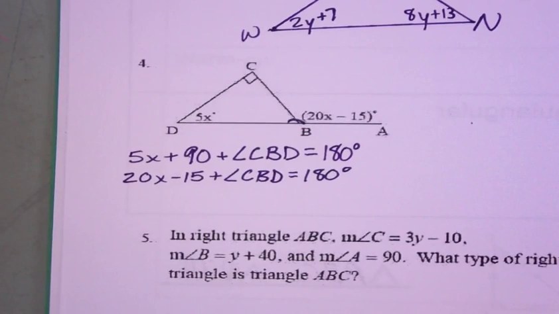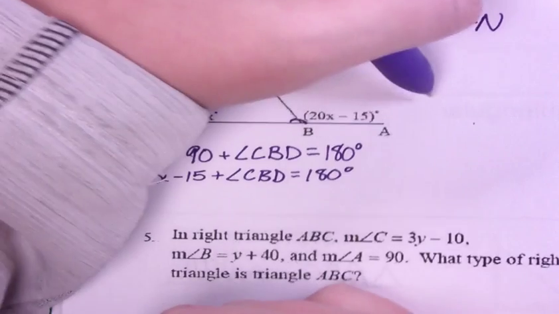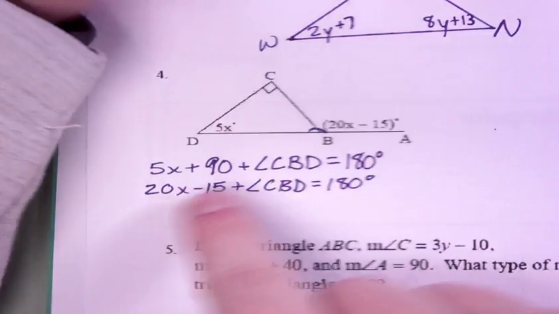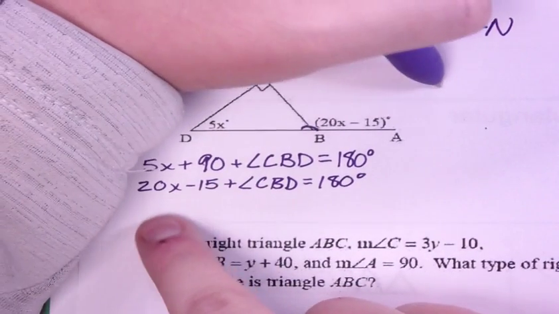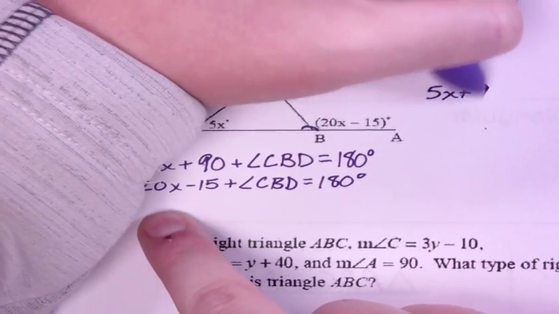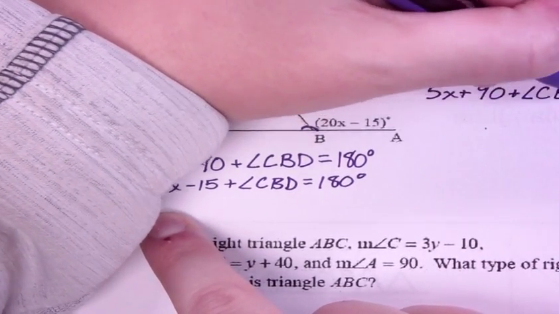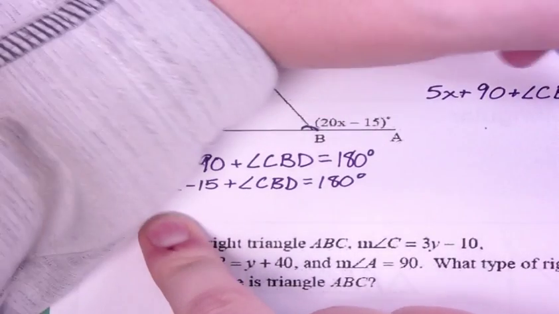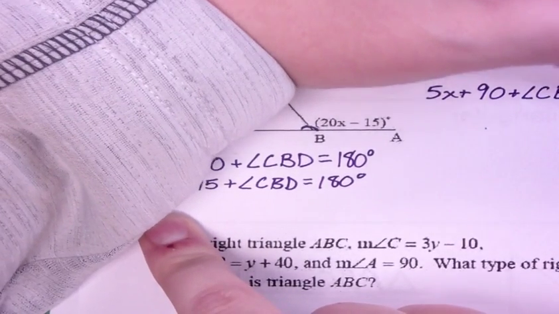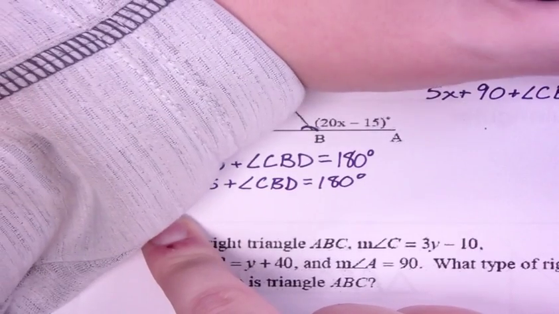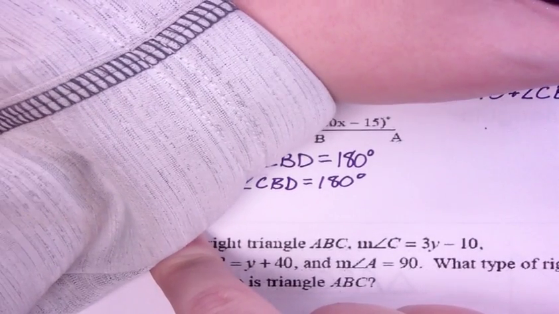Do y'all remember that anytime you have two things that equal the same thing, they equal each other? It's the transitive property. So what we can do is set these two sides equal to each other. So 5x plus 90 plus CBD is equal to 20x minus 15.